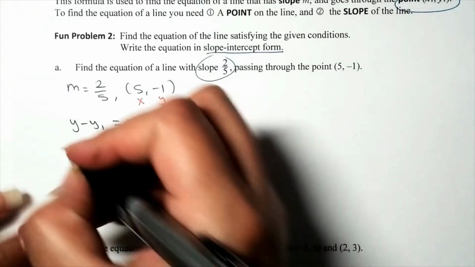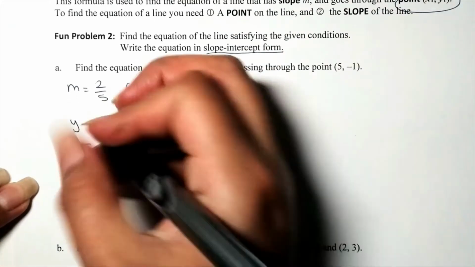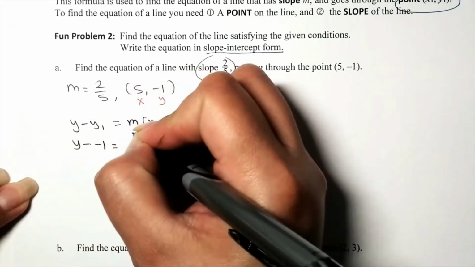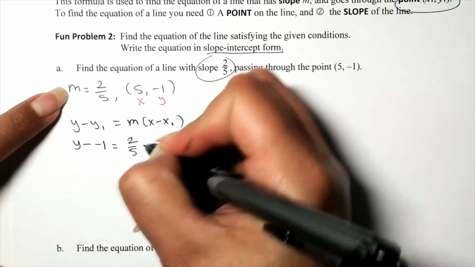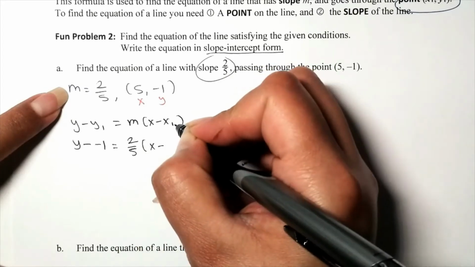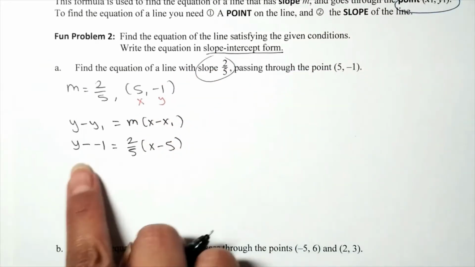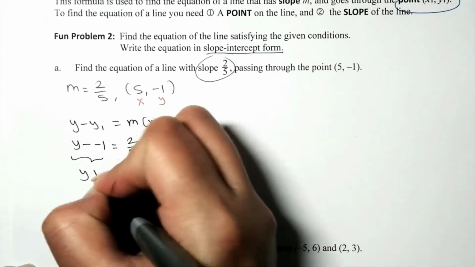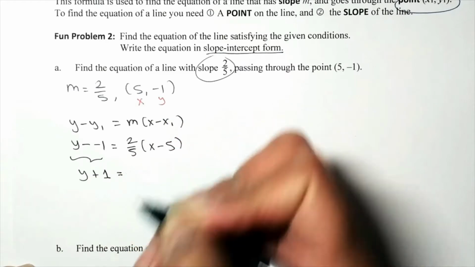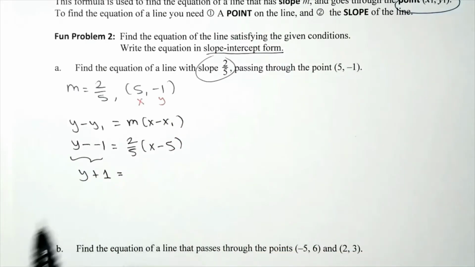So let's do this. So we have y minus y1, the value of y is -1, and that's going to equal m, our slope, times x minus x1, which in this case it's 5. Fantastic. So on the left side, subtracting -1 is the same as adding 1. So we're going to write this as y plus 1 equals whatever you want on the right side. Now, you have some options.